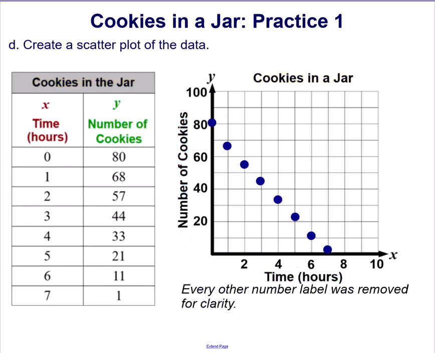And finally, we're going to consider part D, which is our ultimate goal, creating a scatter plot of the data. So at 0 hours, we started with 80 cookies in the jar, which you see right here. Next, 1 hour later, we're down to 68 cookies. So here's 1, and we're right about 68, which is just below 70. And we continue doing that until we get to the 7th hour, where there's only 1 cookie left in the jar. Every other number labeled was removed for clarity to make this graph look cleaner and neater.